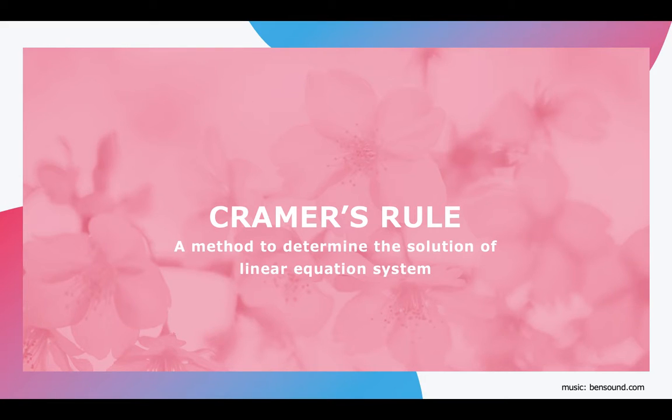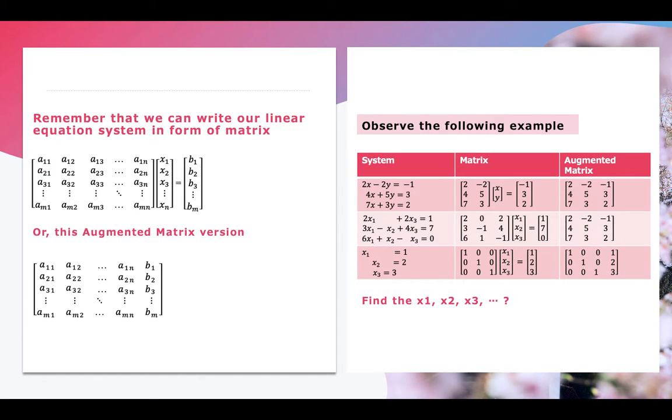For today, we are going to learn about Cramer's rule. It is a method to determine the solution of a linear equation system. Remember that we can write our linear equation system in the form of a matrix.